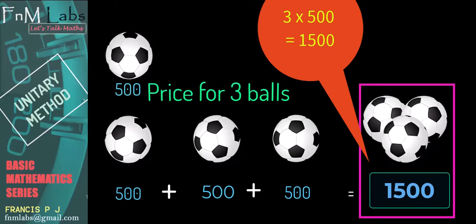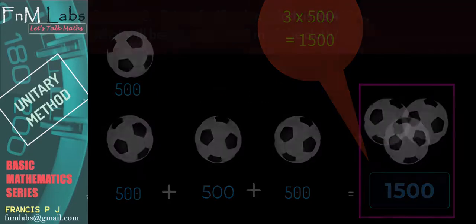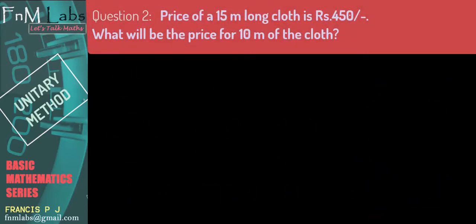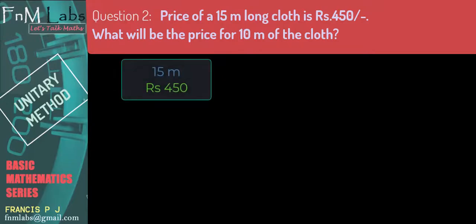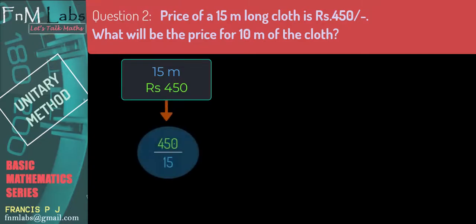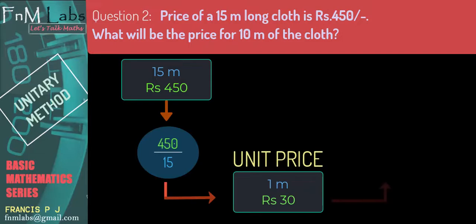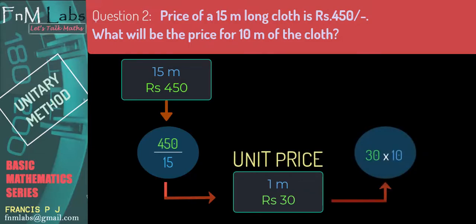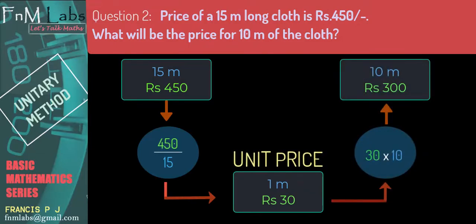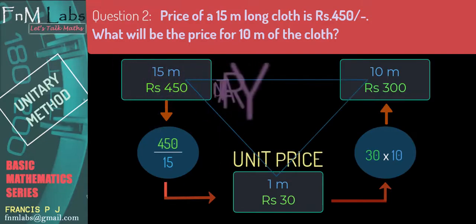Let's consider another case. Price of a 15-meter long cloth is rupees 450. What will be the price of 10 meter of the cloth? Here we start with the given price 450 for 15 meters. Divide it by 15 to get 30 as the unit price. Then we multiply 30 with 10 meters and we get rupees 300 as the price of 10 meters of the cloth.